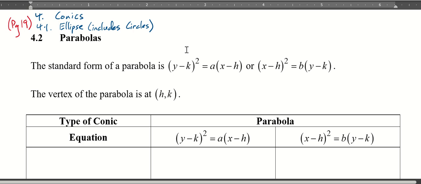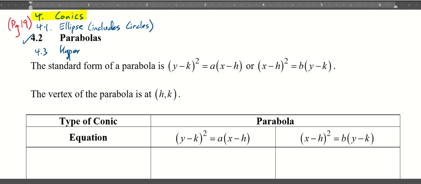Hello class, for this video, we'll look at section 4.2 of your chapter 3's notes on graphing techniques. It's actually under the big category of section 4 on conics, which includes graph types like ellipse, circles, parabola, and also I think later on hyperbolas. So we are particularly now looking at the section on 4.2 parabolas.